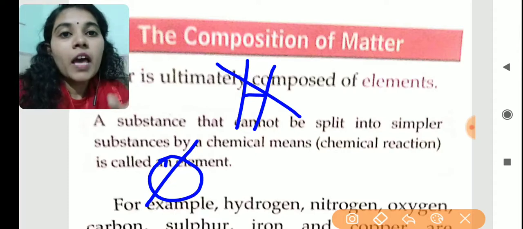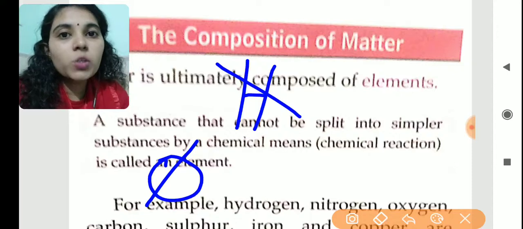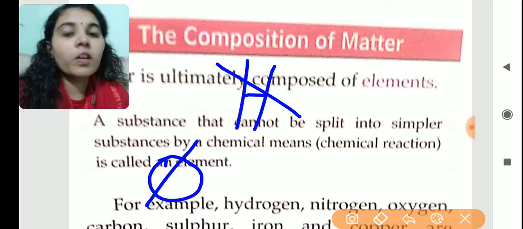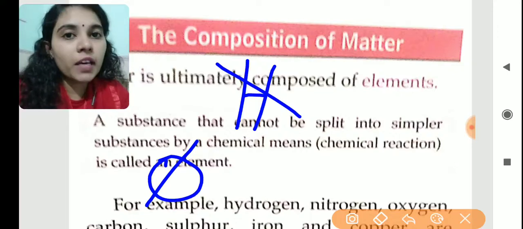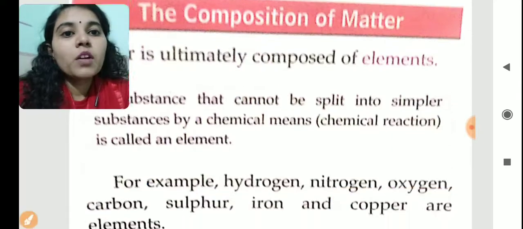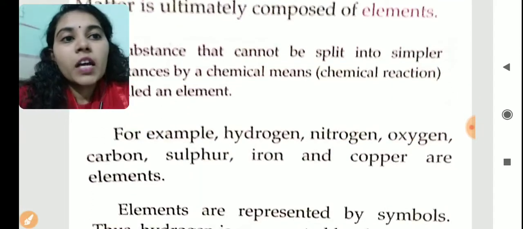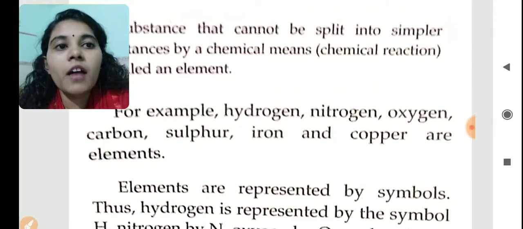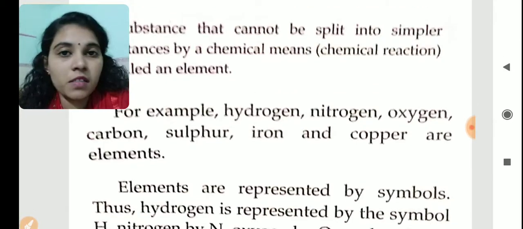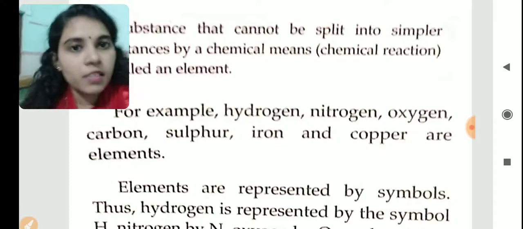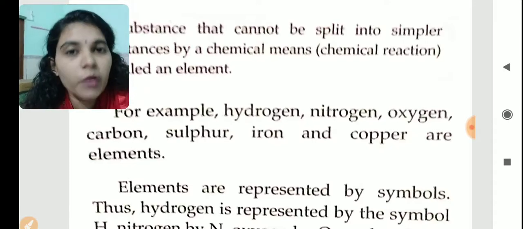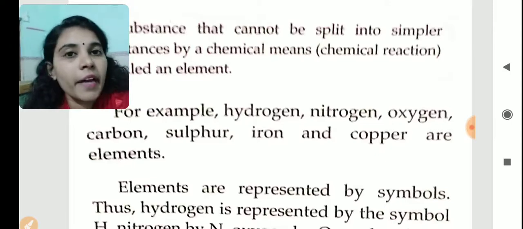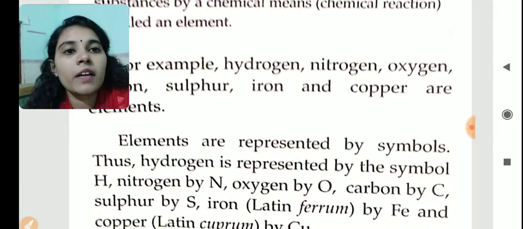What are elements? Elements are substances that cannot be split into simpler substances, okay, by any physical or chemical method. For example, hydrogen, nitrogen, oxygen, carbon, sulfur, iron and copper are elements. Okay, many are there. At least some you have to remember. Give two examples of elements. Which examples will you give? Hydrogen, oxygen, nitrogen, like that any element you can write.